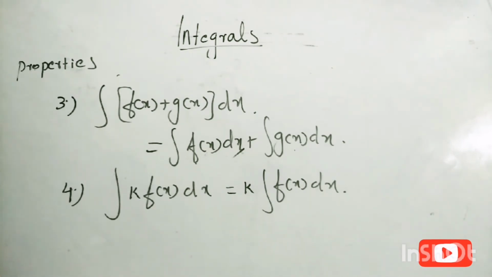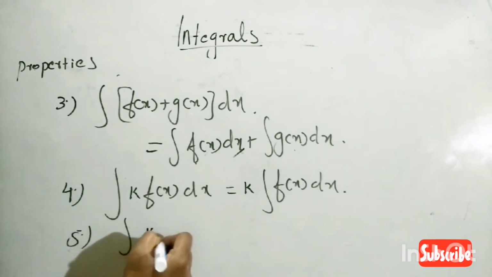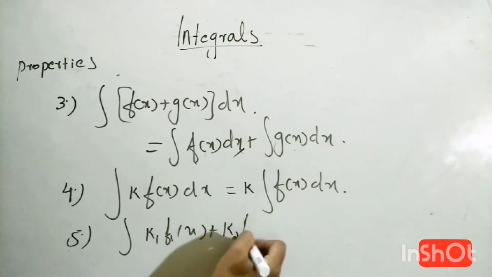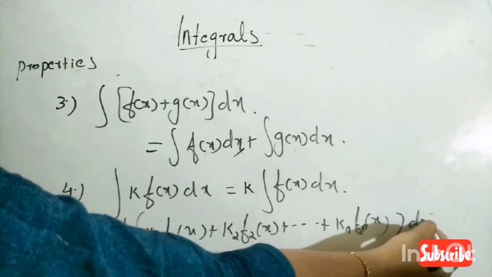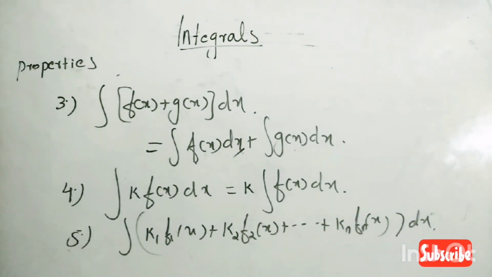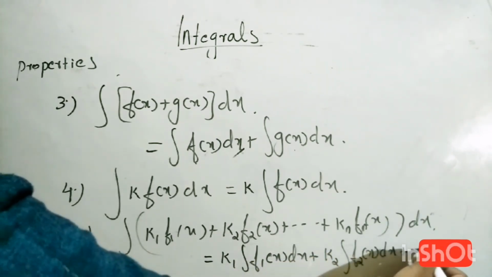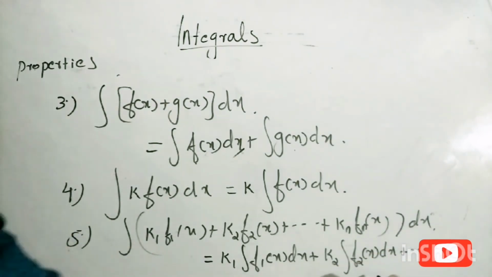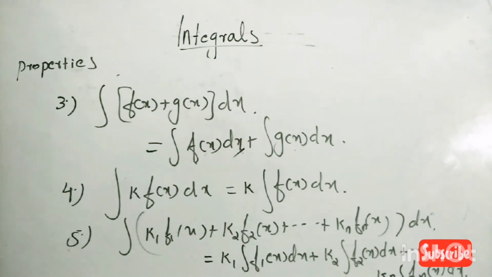And the fifth property, that is the combination of the third and fourth properties: integral of k1 f1 of x plus k2 f2 of x plus etc. plus kn fn of x into dx. If you have n functions and n constants, then we can write it as k1 into integral f1 of x dx plus k2 into integral f2 of x dx plus etc. plus the last one, kn into integral fn of x dx. These are some properties of indefinite integrals.